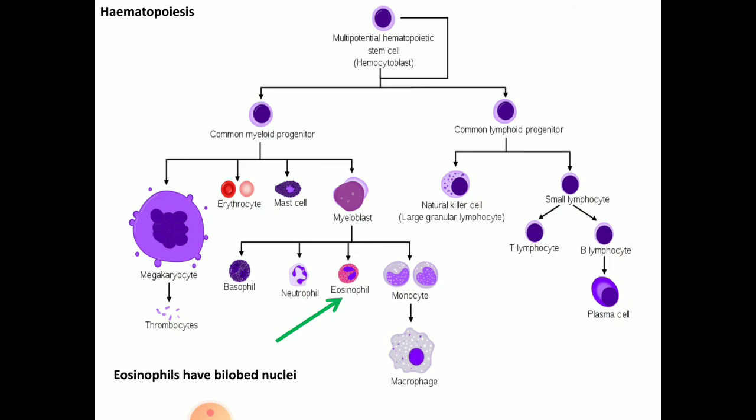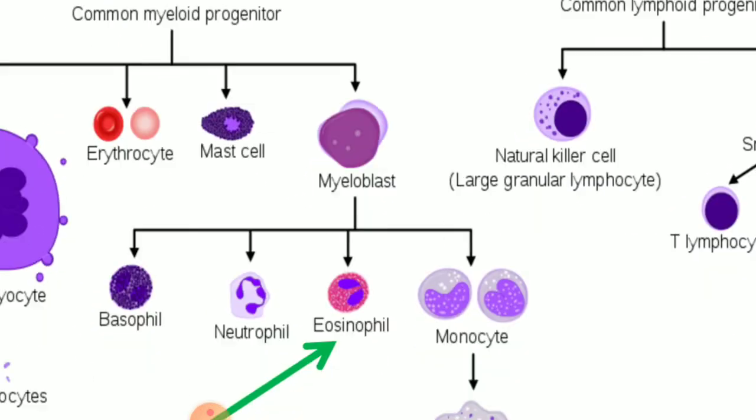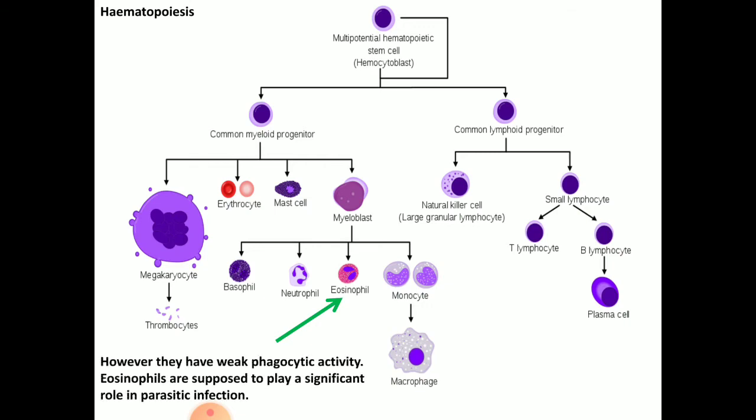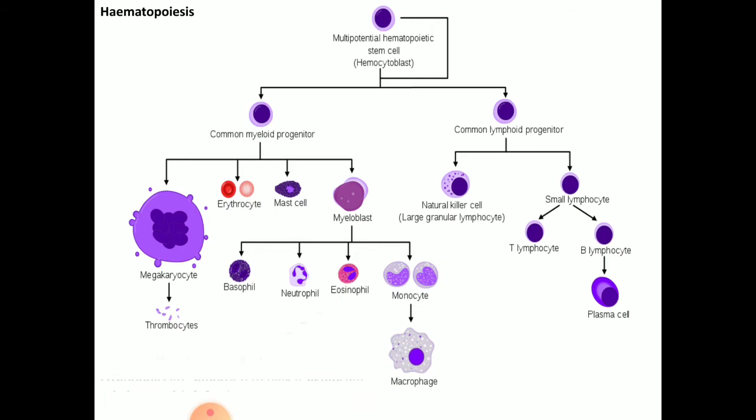The next kind of cells are eosinophils. They have bilobed nuclei. You can see they have bilobed nuclei. Cytoplasmic granules of eosinophils take up the acidic stain eosin red, and hence they are called eosinophils. Similar to neutrophils, these cells also migrate to the site of the infected tissue. However, they have weak phagocytic activity. Eosinophils are supposed to play a significant role in parasitic infection.